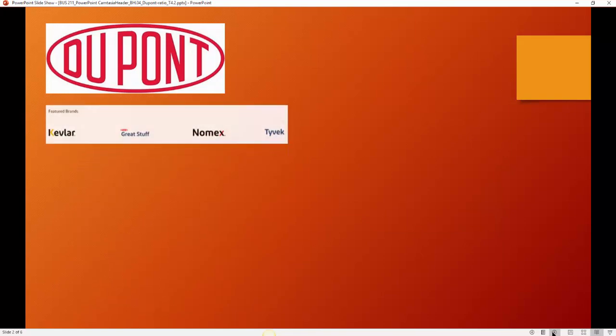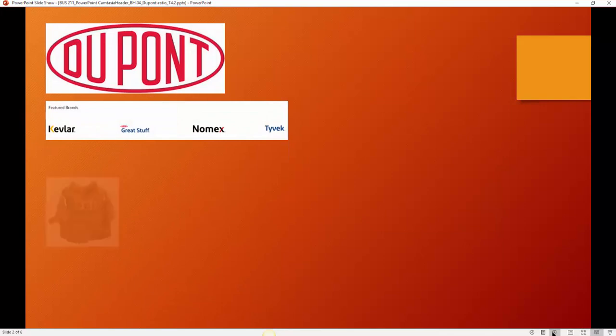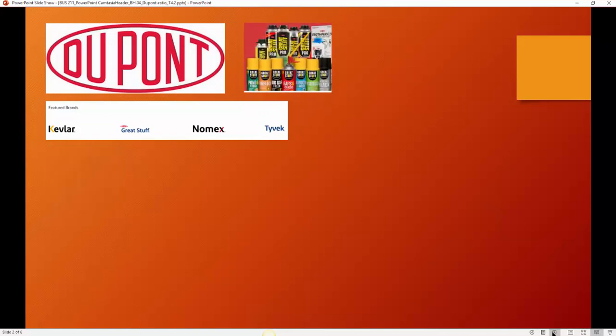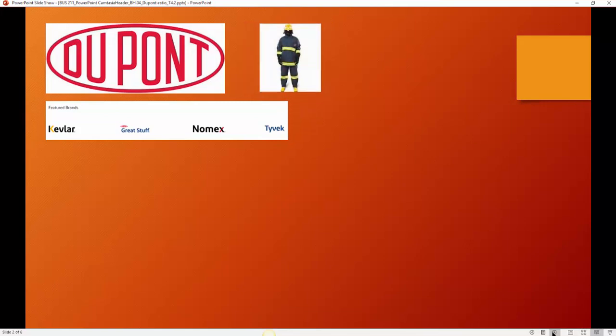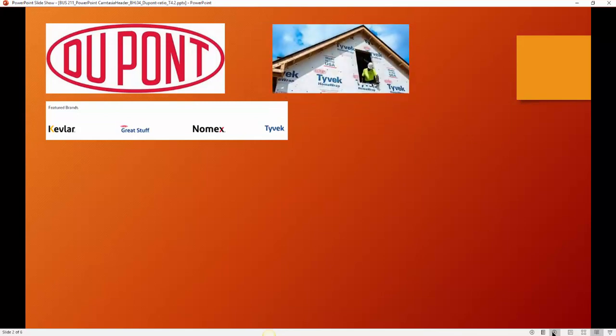DuPont Chemical Company, as you know, makes some famous brands like Kevlar that's used in bulletproof vests for security personnel. They make a product called Great Stuff that comes in cans that you likely saw at Home Depot or Lowe's. You spray this stuff into cracks in your home and it expands to keep out bugs and cold air. They have a brand called Nomex, which is a fire retardant fabric that's used to make firefighters' safety equipment. And then there is the Tyvek brand, which you have seen as you drive along the highway by new construction.